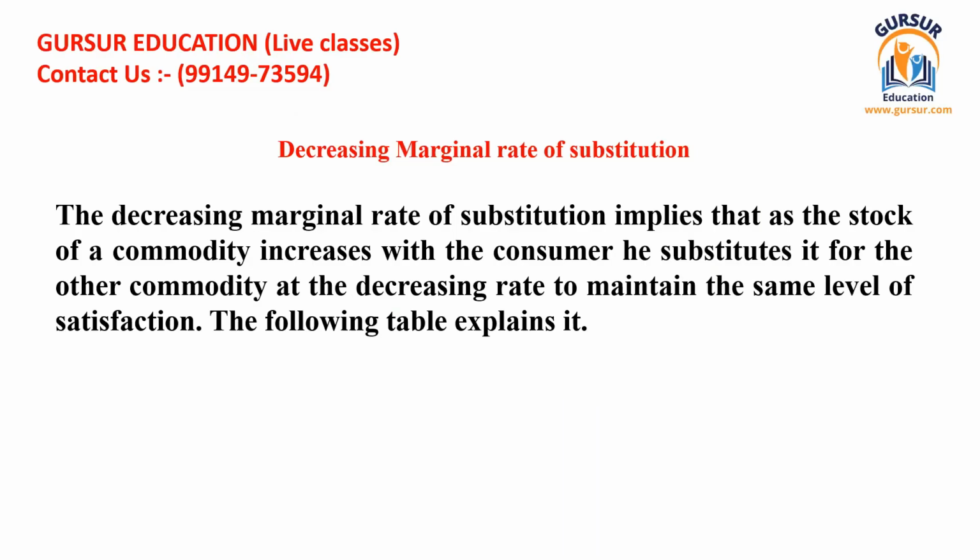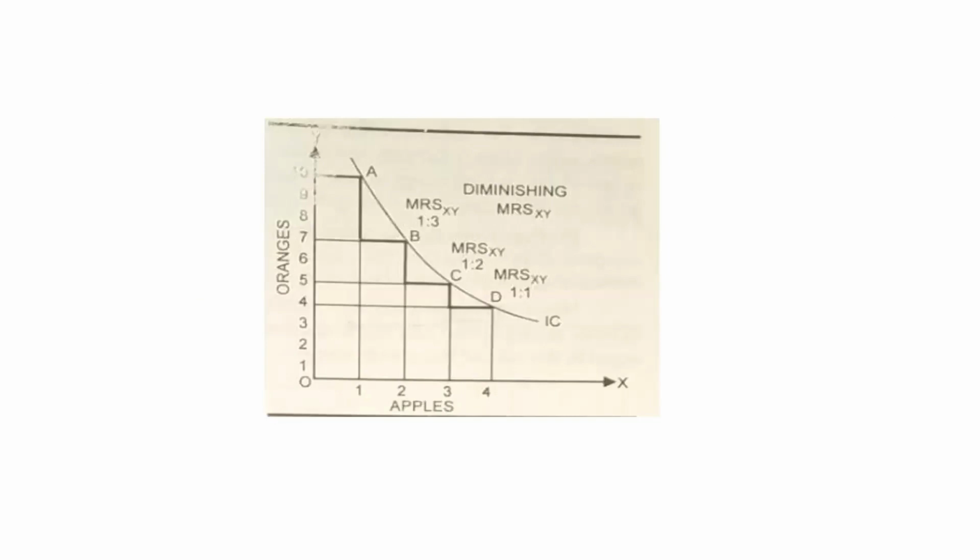Okay, so when we are talking about decreasing marginal rate of substitution, this is the same as what we have already understood as diminishing marginal rate of substitution. So here we talk about decreasing rate only. As the stock of a commodity increases with the consumer, he substitutes it for the other commodity at a decreasing rate to maintain the same level of satisfaction. You would again understand only with the help of a table and the curve. So now just to see that.